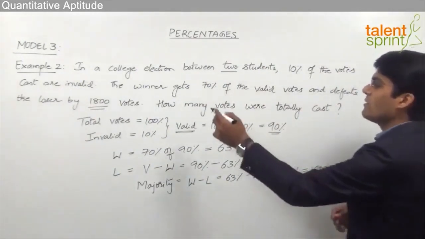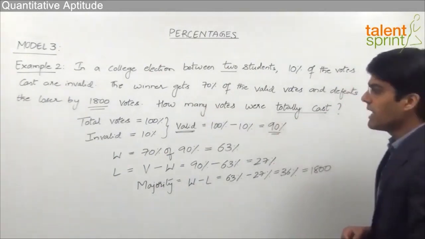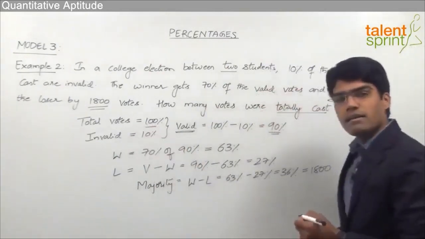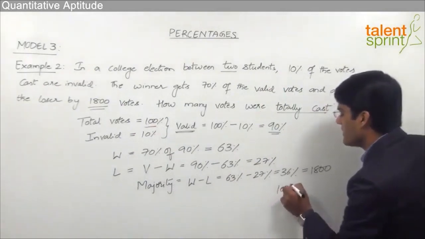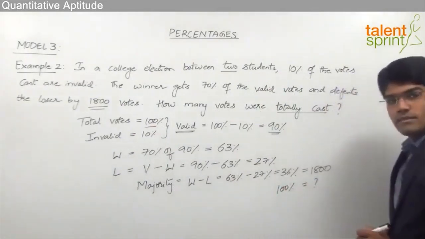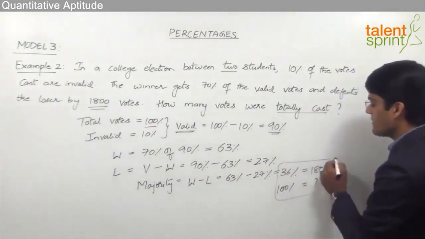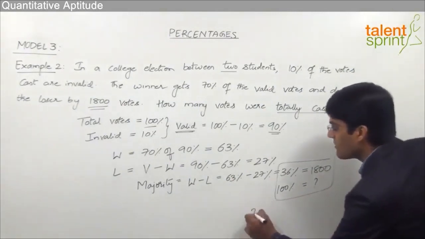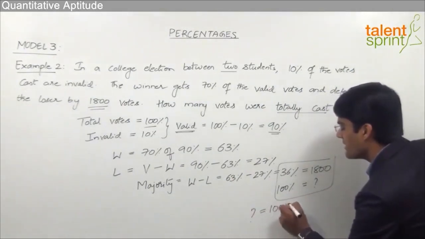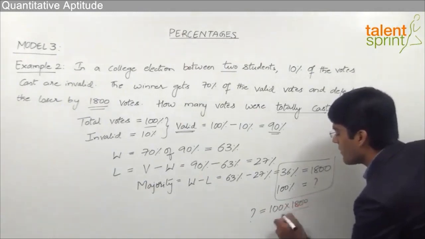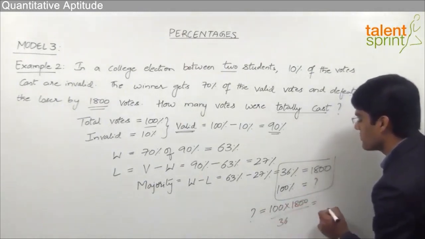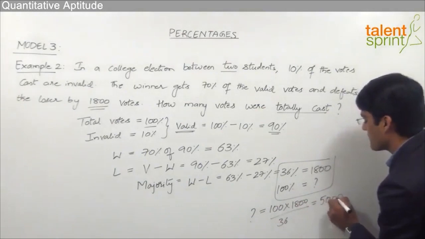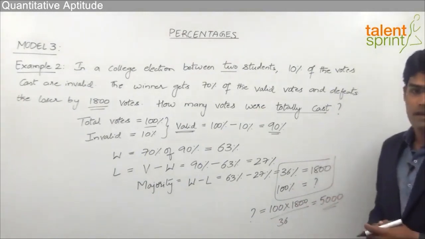And we are supposed to find out how many votes were totally cast. We know that the total number of votes cast are 100%. So 100% will be equal to what? So again, by cross multiplication, we can find out the required answer. So the total number of votes here will be equal to 100 into 1800 upon 36, which comes out to be 5000 votes. So the total number of votes cast are 5000.